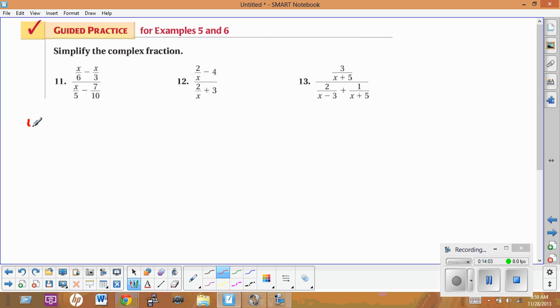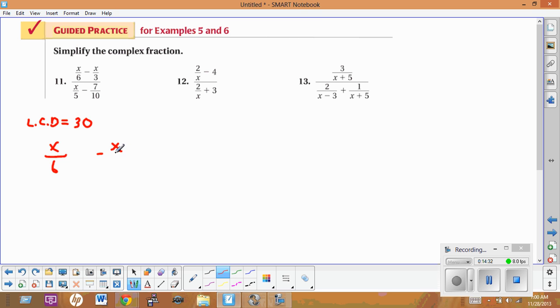The LCD for problem 11, let's see, 5 and 10, the common denominator for 5 and 10 is 10. The common denominator for 6 and 3 is 6. So the common denominator between 6 and 10, well 60 works, but the least common denominator will be 30. So I'm going to multiply each term by 30. And remember our goal. Our goal is to clear the fractions.